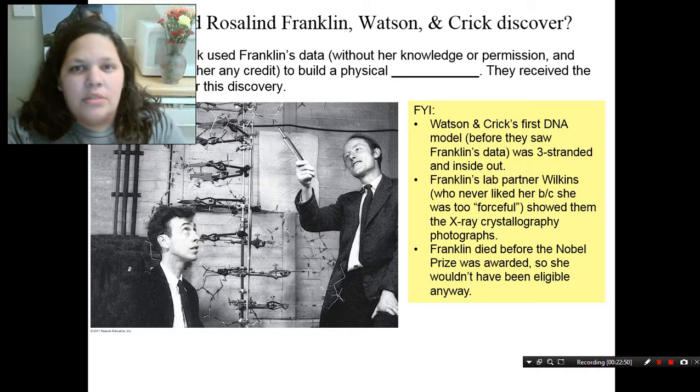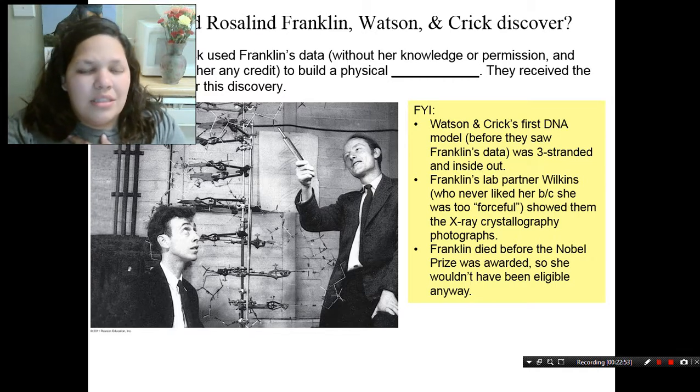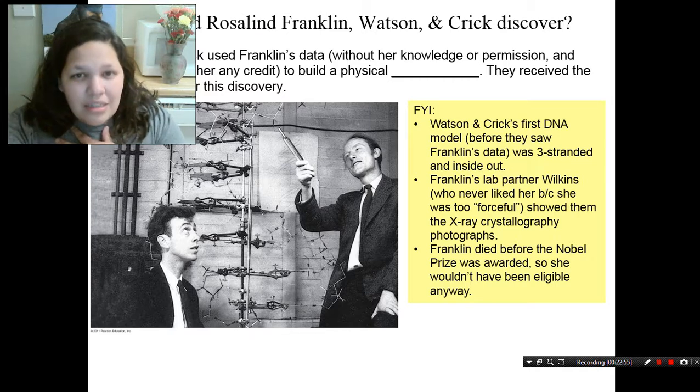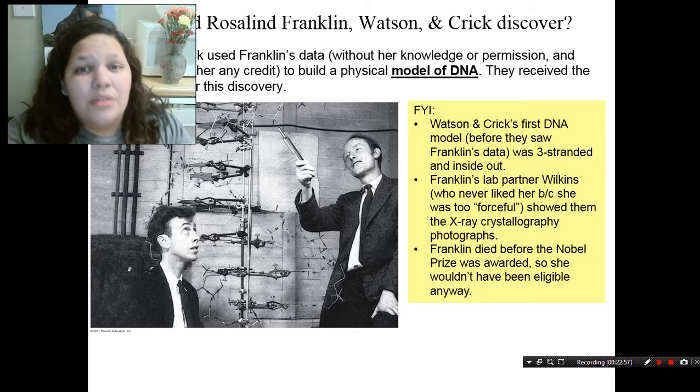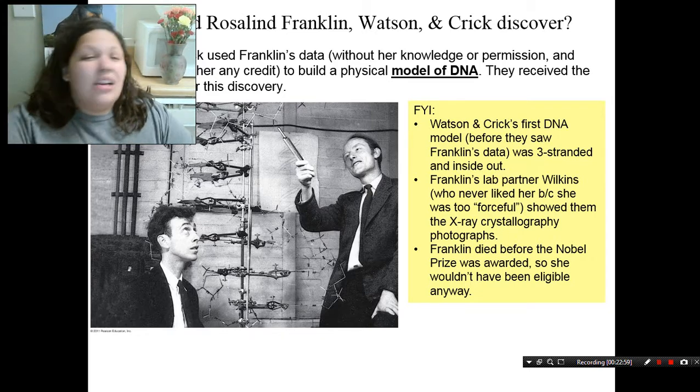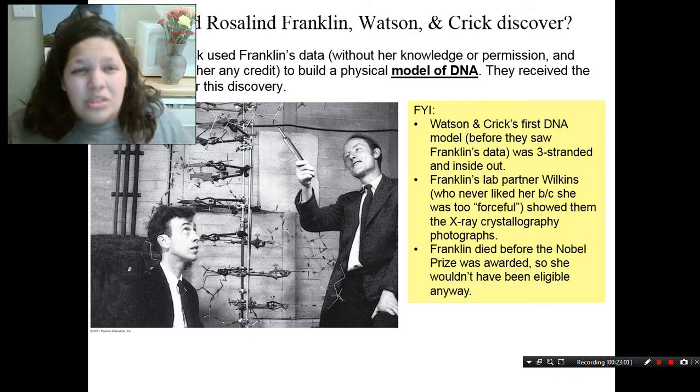What did Rosalind Franklin, Watson, and Crick discover? Watson and Crick used Franklin's data without her knowledge or permission to build a physical model of DNA, and they got tons of money. They got like $1 million and the Nobel Prize for the discovery. But get this, Franklin didn't get any credit.